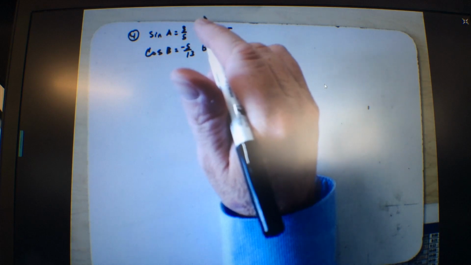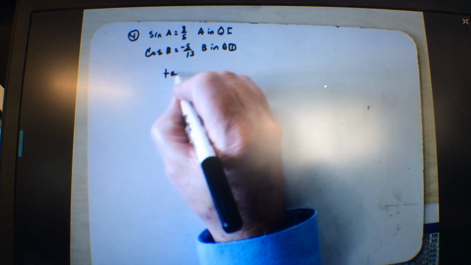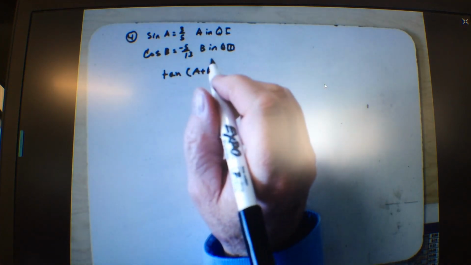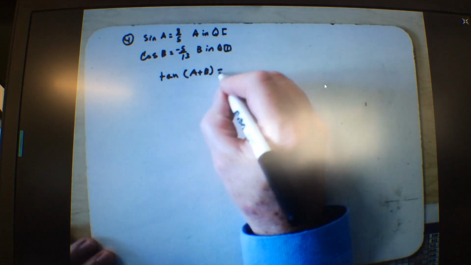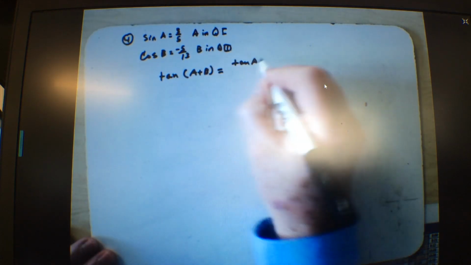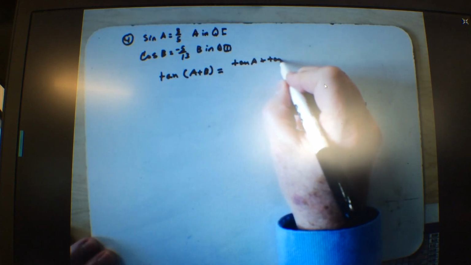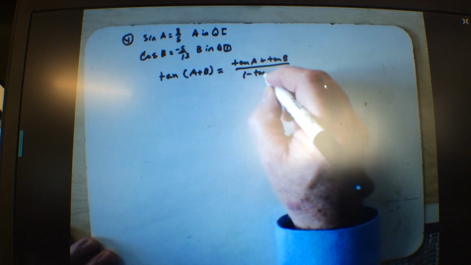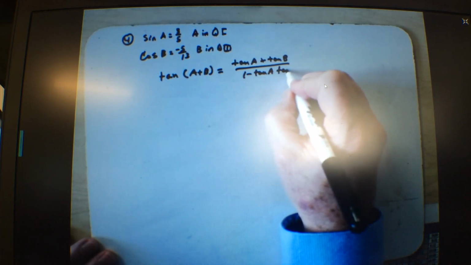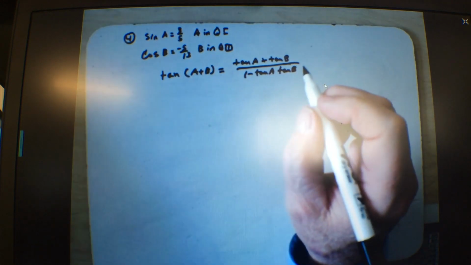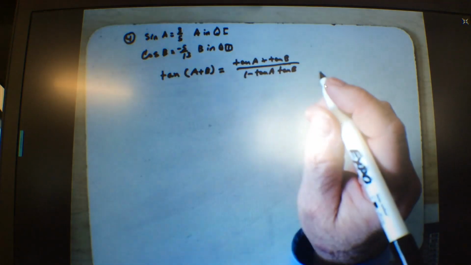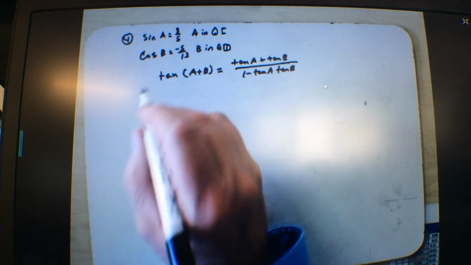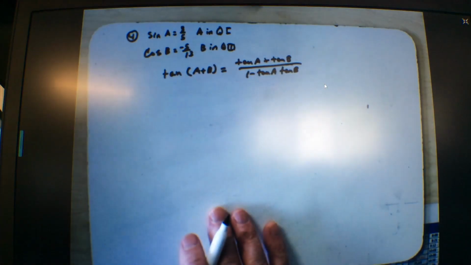Let's say that I wanted to find the tangent of A plus B, and I wanted to use the tangent formula. So I would do tangent A plus tangent B, all over 1 minus... We should get the same answer as last time. What I'm showing you is how to do it in tangent. Okay, so I would still have to draw the triangles, and I'm not going to redraw them, you have them on your paper, but I'm going to bring them over.